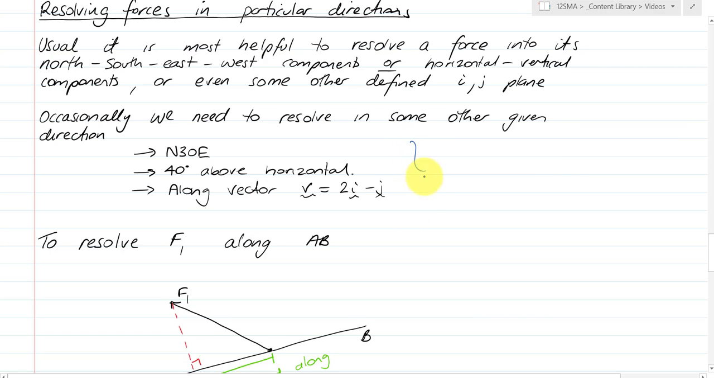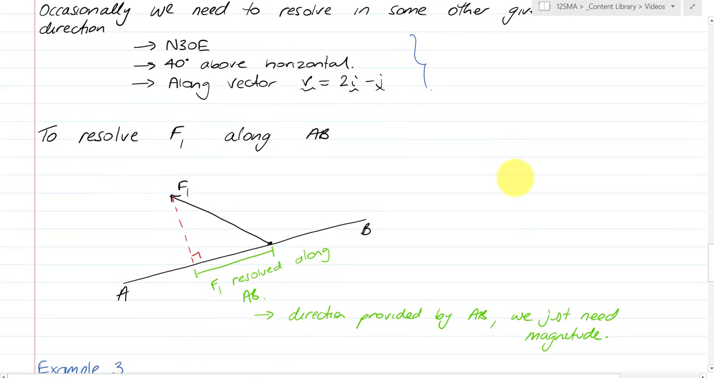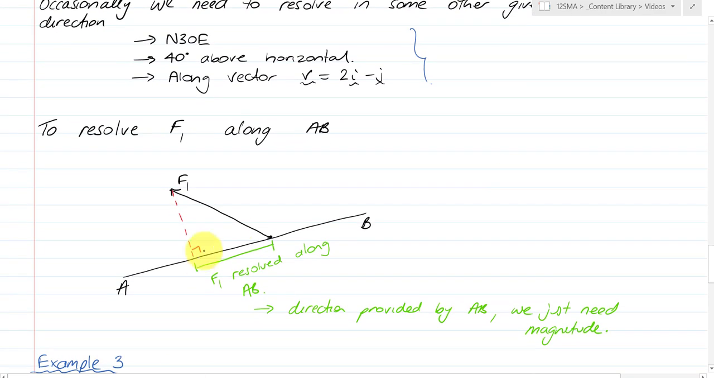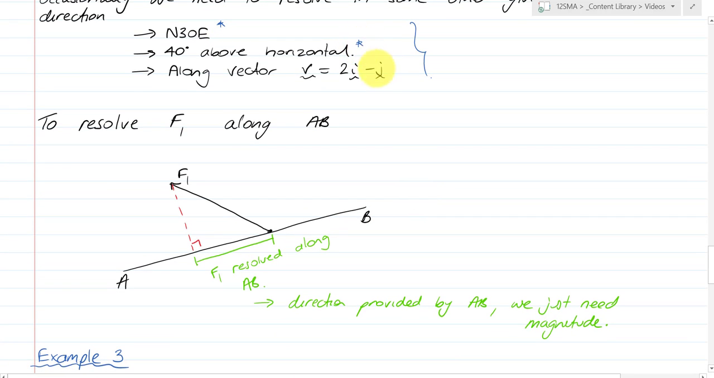So here are some cases, and we can do that fairly easily. We just need to look at the force as a right angled triangle, as you can see here, along the line given, whatever that is, whether that's north 30 degrees east, or 40 degrees above the horizontal, or along a certain vector. So we just have to resolve that force along there. I'm going to give you a quick example of this.